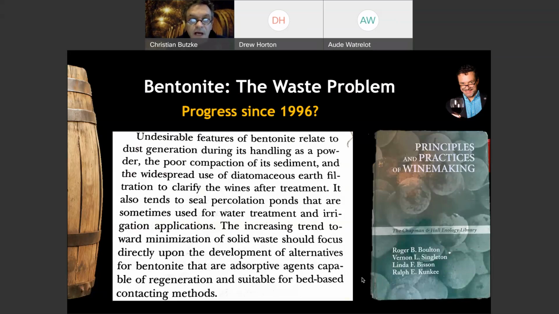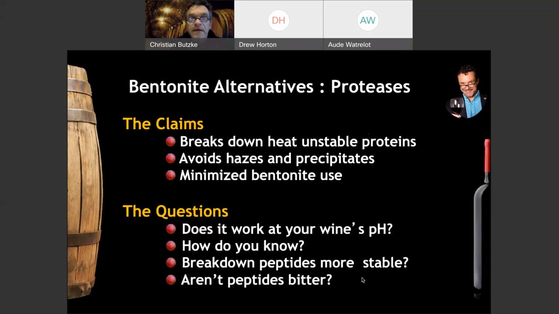Okay, I'm almost done. Just a few things I mentioned here: undesirable features, sediment, waste issues. A lot of the things that we just discussed have been solved for many years. You can read about it in Principles and Practices from 1996. A lot of the issues have been addressed, but the practices have not changed. And I think that's the problem: people actually reading the scientific papers, reading the wine books, and not just following what your predecessor or your grandfather or grandmother told you about how to make wine.